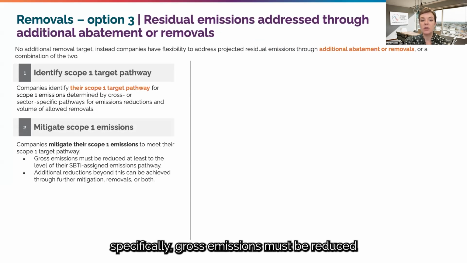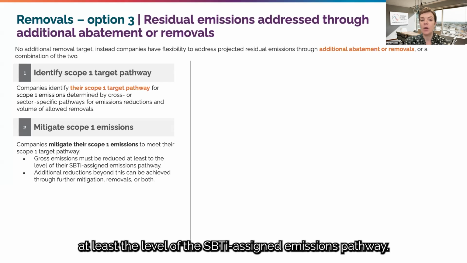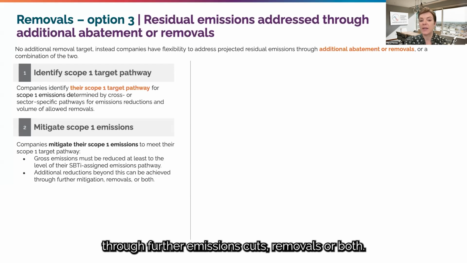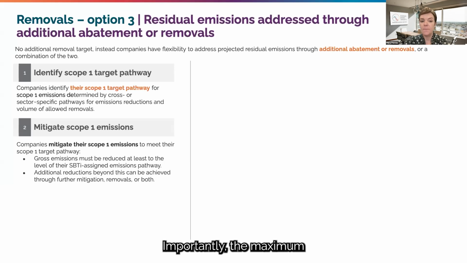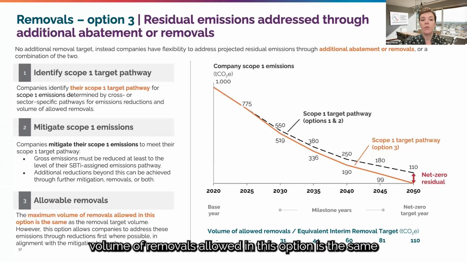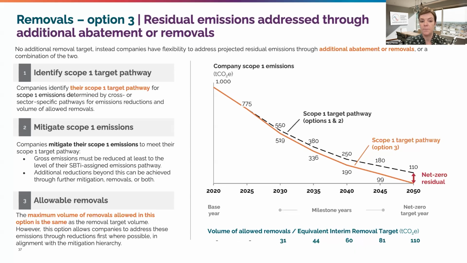Specifically, gross emission must be reduced at least to the level of their SBTi assigned emission pathway. Then additional reduction beyond this can be achieved through further emission cuts, removals, or both. Importantly, the maximum volume of removal allowed in this option is the same as the volume projected by the removal target that has been presented in option 1.